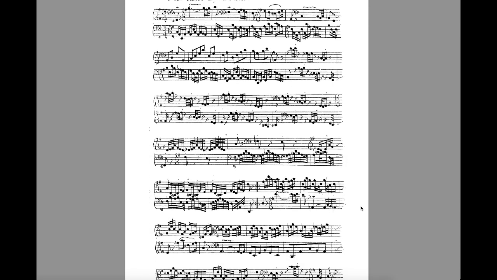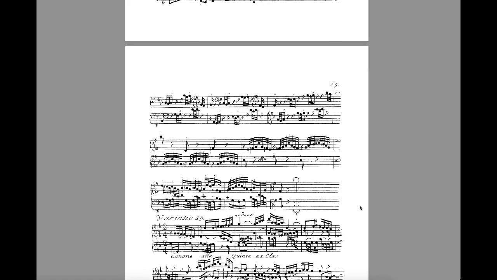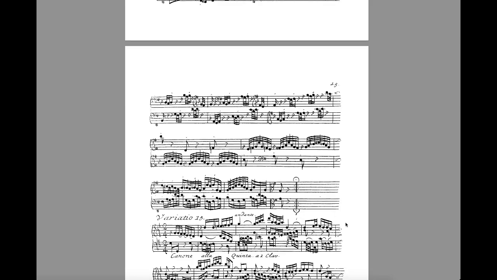Variation 14 here goes into the next page. The end of variation 14 has a fermata right here. It's funny, the bottom fermata looks sort of like a heart, almost. It's very interesting the way he does that.